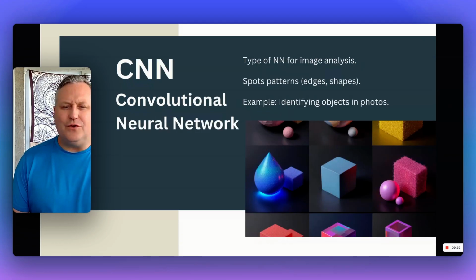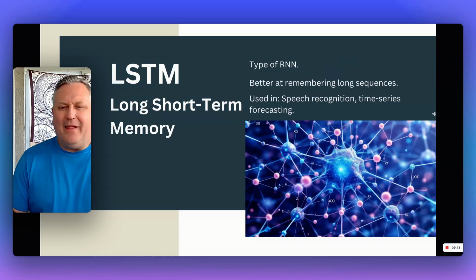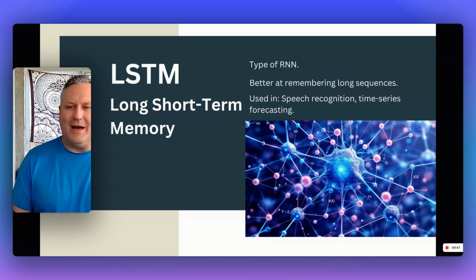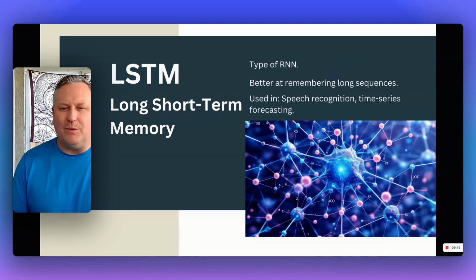CNN, the convolutional neural network. So again, another type of neural network for image analysis. You can spot patterns, edges, shapes, used for identifying objects in photos. So again, CNN. LSTM, long short-term memory. Again, better at remembering long sequences, used in speech recognition, time series forecasting. Again, LSTM, very interesting.